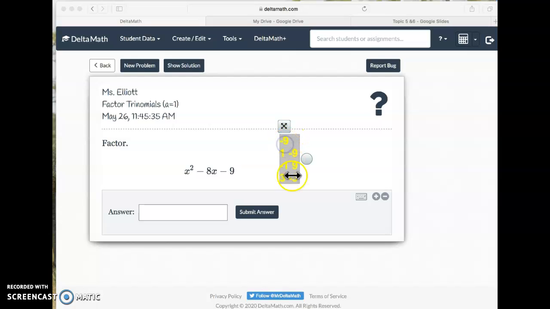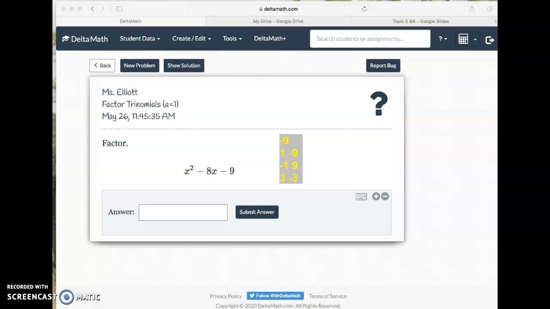So those are my factors. Okay, but which one adds up to negative 8? Well, 3 plus negative 3 doesn't add up to negative 8. Negative 1 plus 9 gives me positive 8. But this one right here, 1 and negative 9.